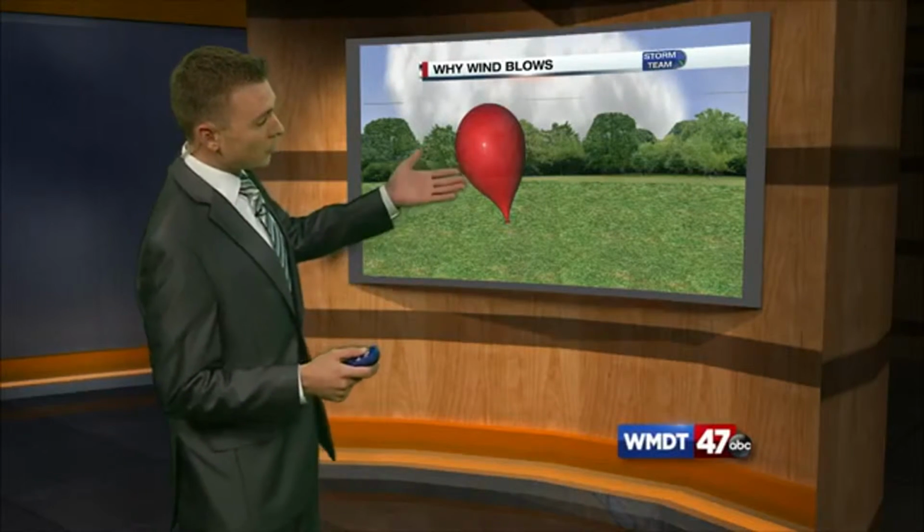Well, in this week's WeatherWise segment, we're going to be talking about winds and why they blow the way they do. Let's first imagine that we've got a balloon and it's blown up. Inside that balloon, it's much higher pressure than the air outside of it. That's why the balloon expands.